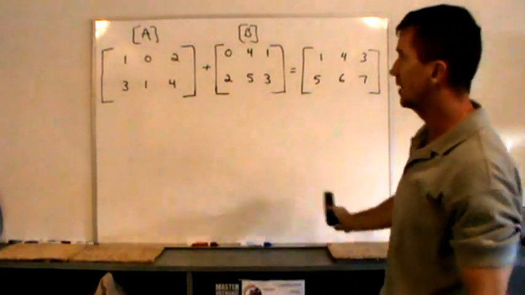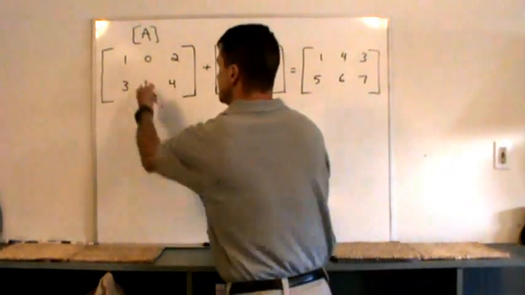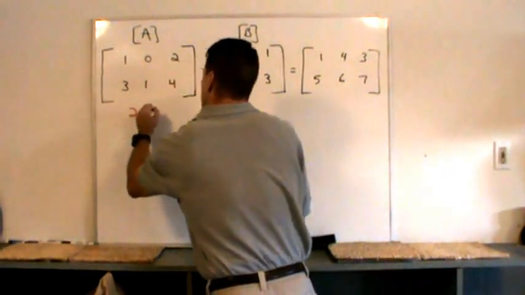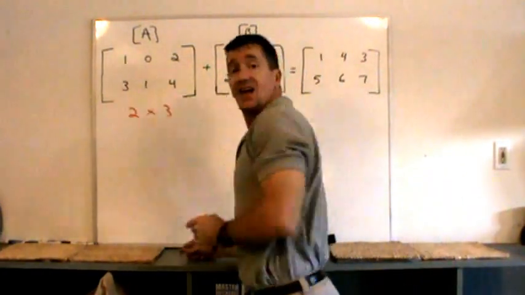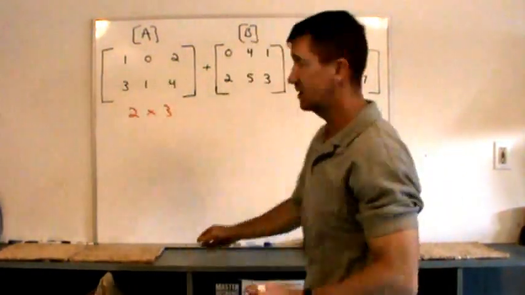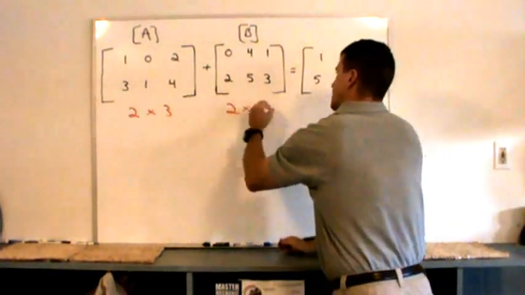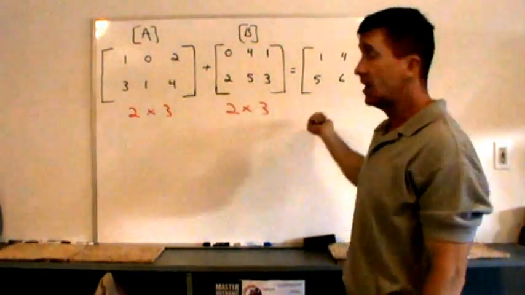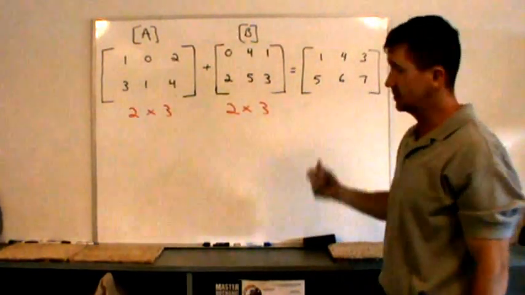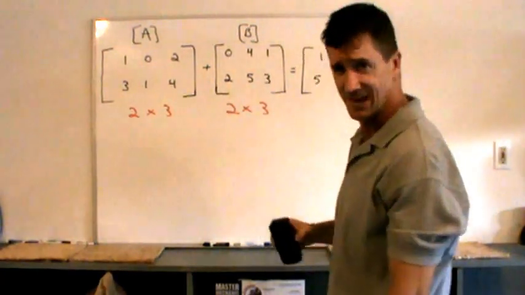I just want to point out that here we talk about the dimensions of the matrix. This is a 2 by 3 matrix. It's got 2 rows and 3 columns. This is also a 2 by 3 matrix. And sure enough, if you add a 2 by 3 matrix to a 2 by 3 matrix, the resulting matrix is 2 by 3. Same thing with subtraction. I know you understand that.